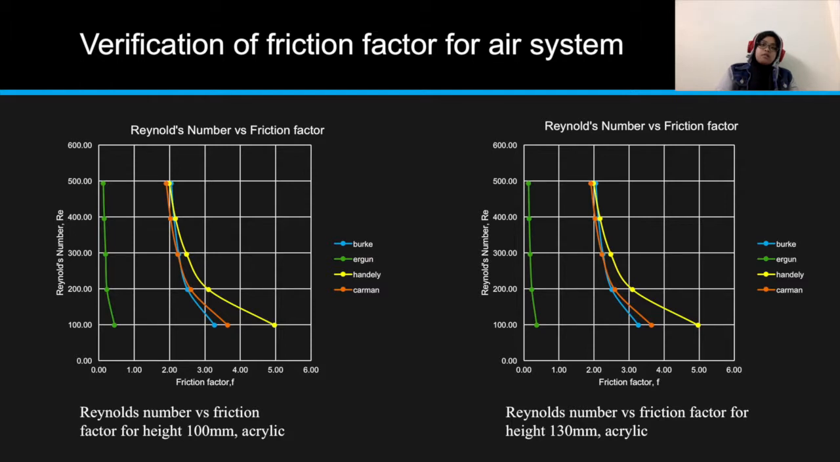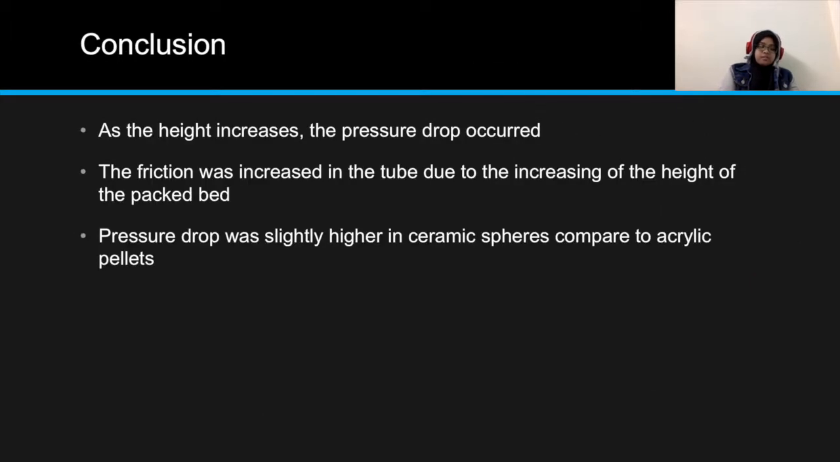a minimum fluidization velocity. So, as for the conclusion, we can conclude that as the height increases, the pressure drop will increase, and the friction increases in the tube due to the increasing height of the packed bed. Pressure drop was slightly higher in ceramic sphere compared to acrylic pellet.